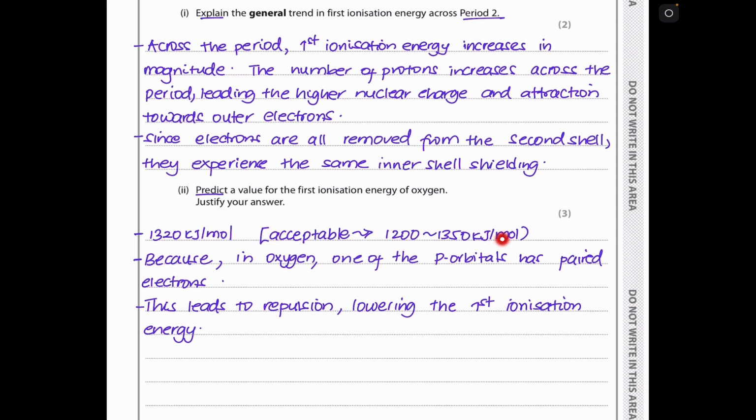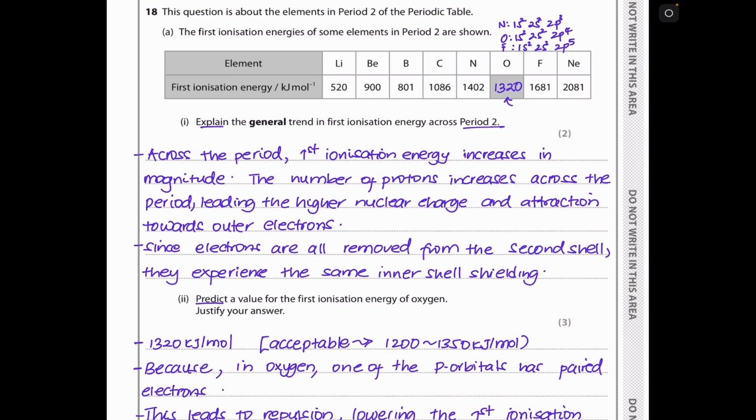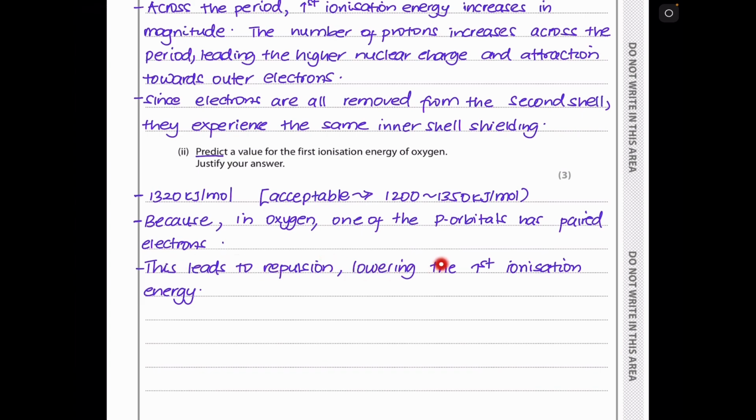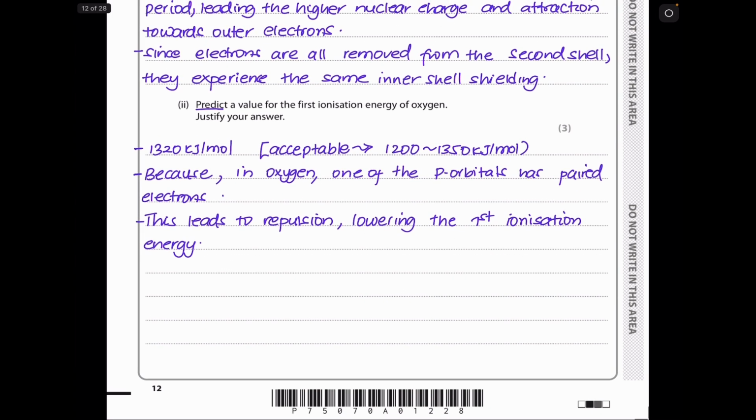Of course, acceptable was within that range, because in oxygen, one of the p orbitals has paired electrons. Due to pairing, repulsion is going to occur, and it's going to be easier for that electron to be lost, meaning the ionization energy is going to be closer to nitrogen and further from fluorine. So this leads to repulsion, lowering the first ionization energy.